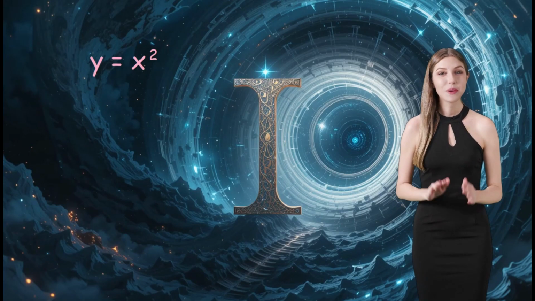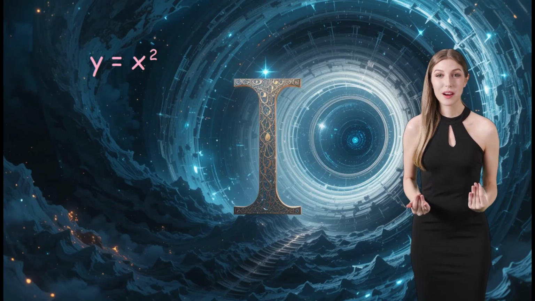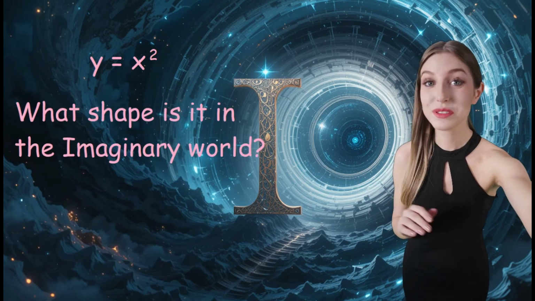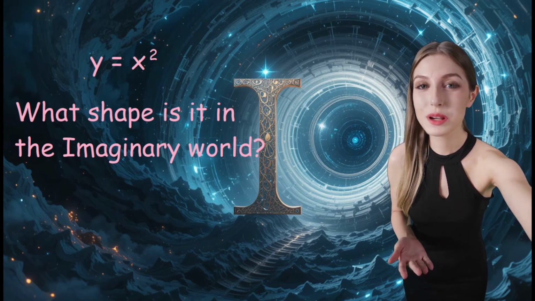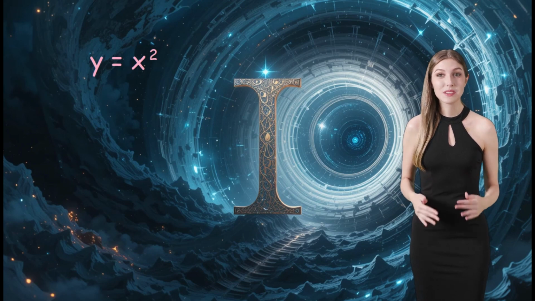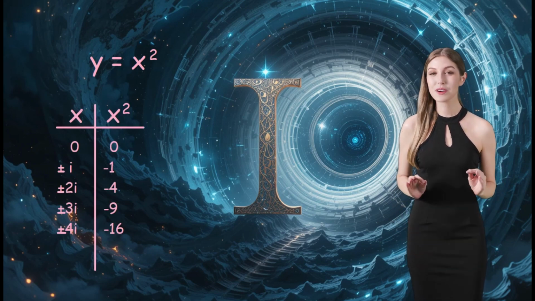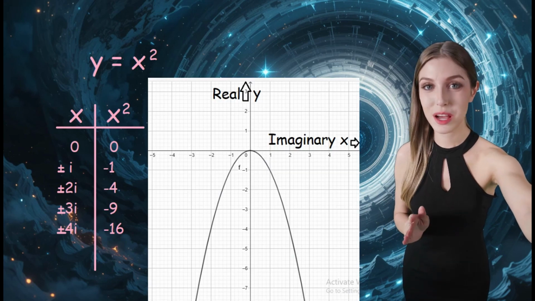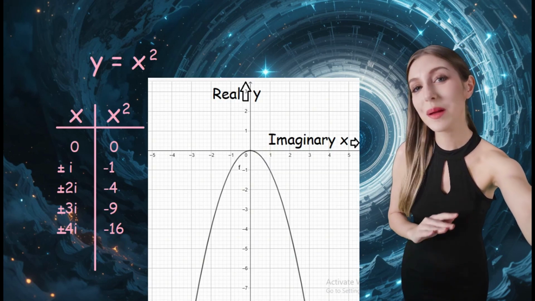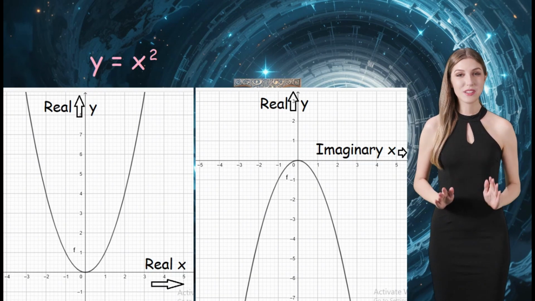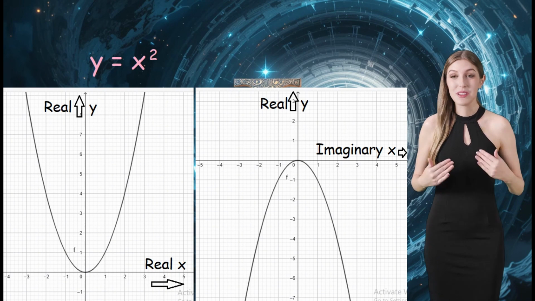Let's start with the simple function y equals x squared. The shape of this equation is a parabola. What is the shape of this function in the imaginary world? Let's explore the imaginary world by letting x be an imaginary number and finding the value of x squared. The shape of this function in the imaginary world is also a parabola but upside down. These are graphs of the same equation, but shown in different dimensions.